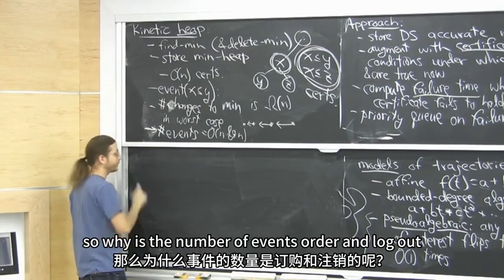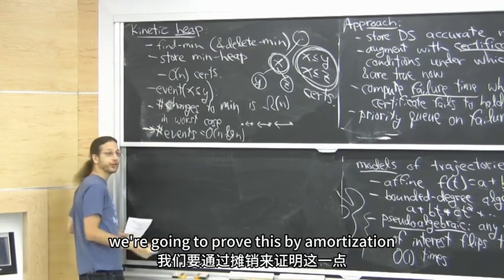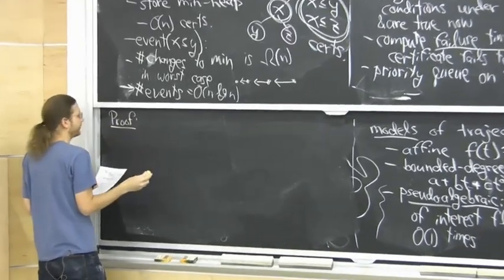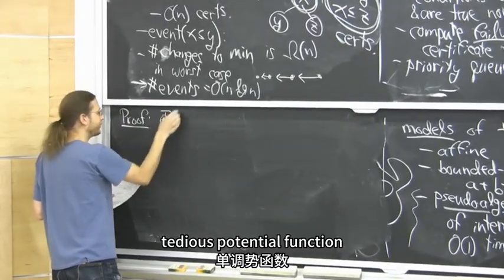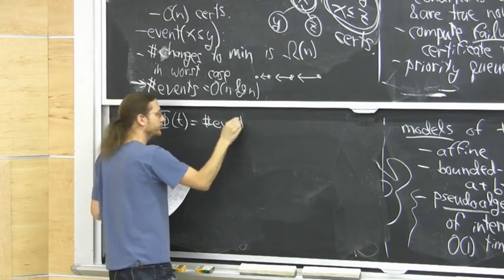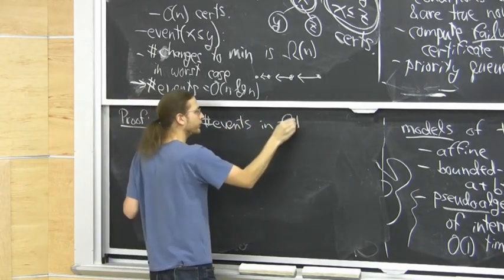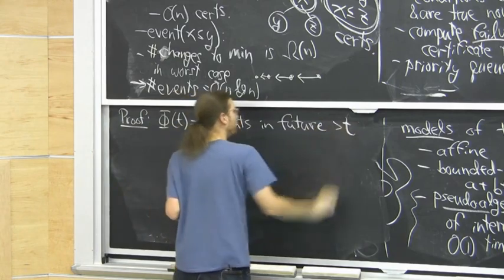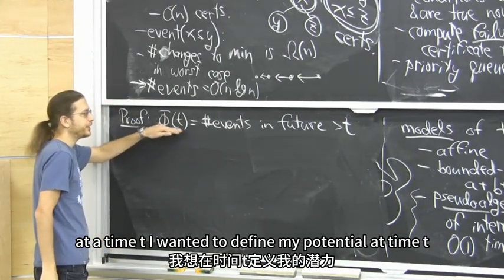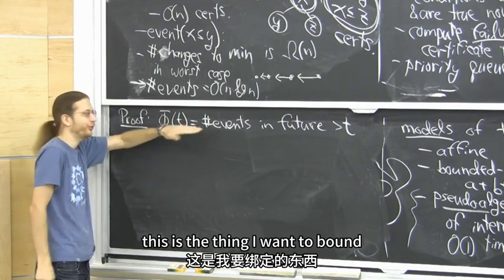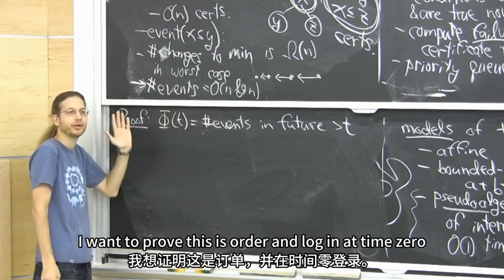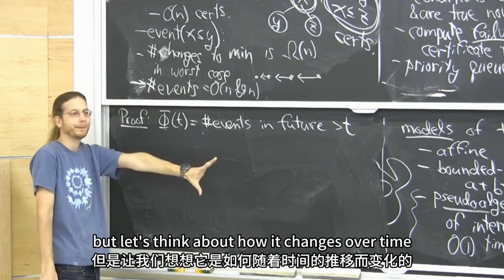So the number of events is order n log n. We're going to prove this by amortization with a somewhat tedious potential function, but it's sort of the obvious one. At a time t, I want to define my potential at time t to be how many events will happen in the future. This is the thing I want to bound. So I want to prove this is order n log n at time 0. But let's think about how it changes over time.